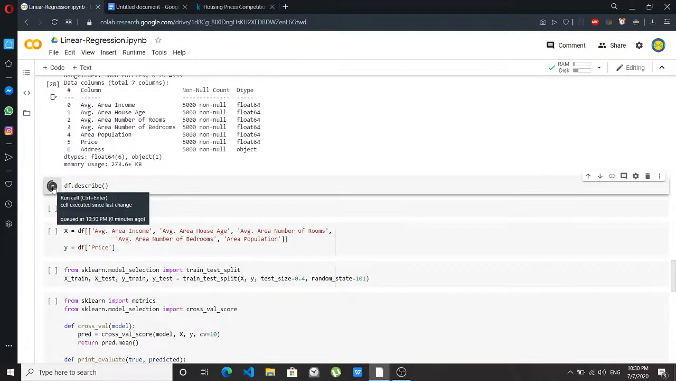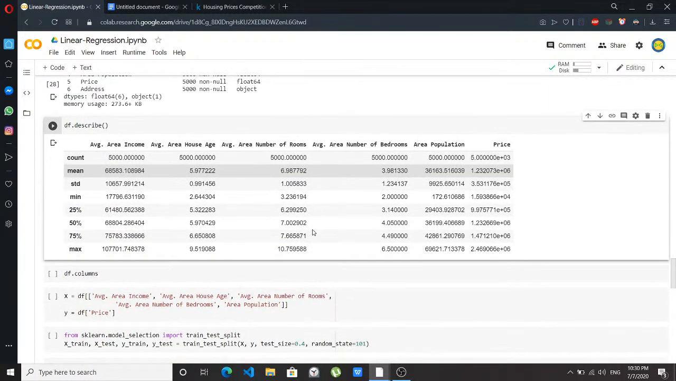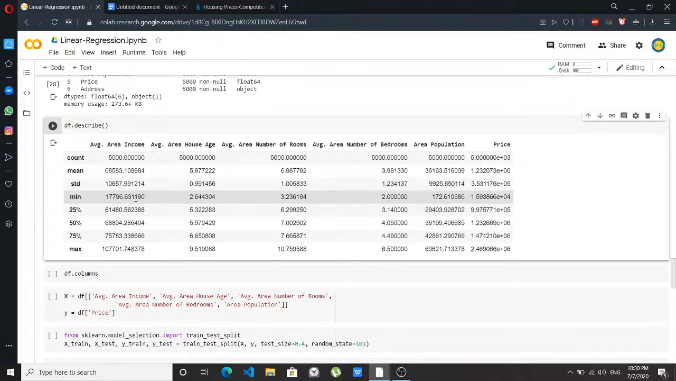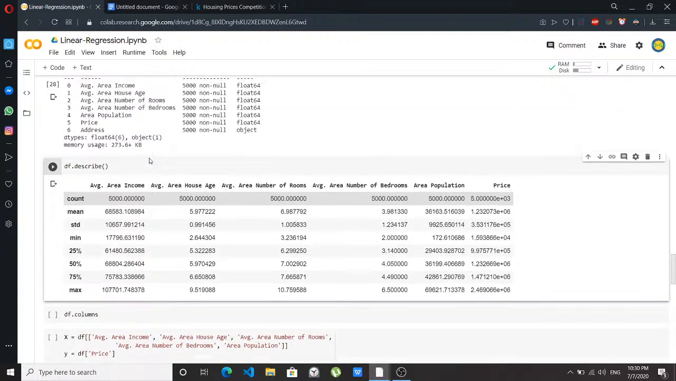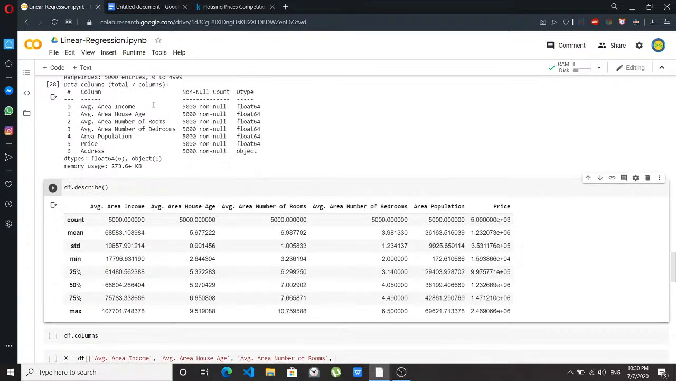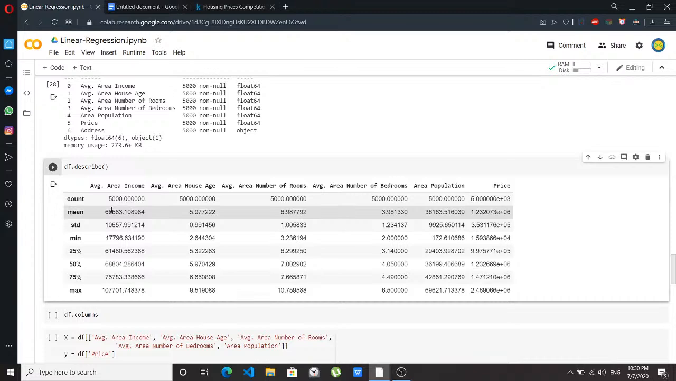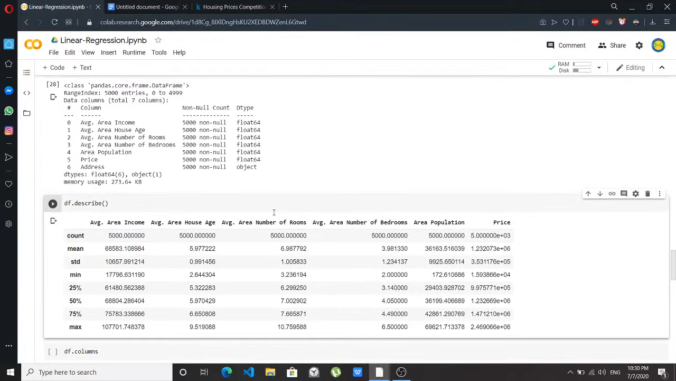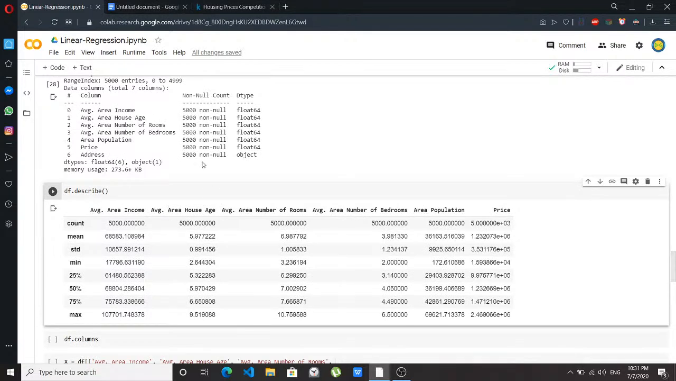Now df.describe. df.describe is also important. It gives the count, and as we already know, 5000 entries are there. And it covers the floating values only, as you can see. We don't have anything for the address because it is an object. There is nothing to find, like mean or standard deviation or min value, for that. So it takes only the floating values into consideration.